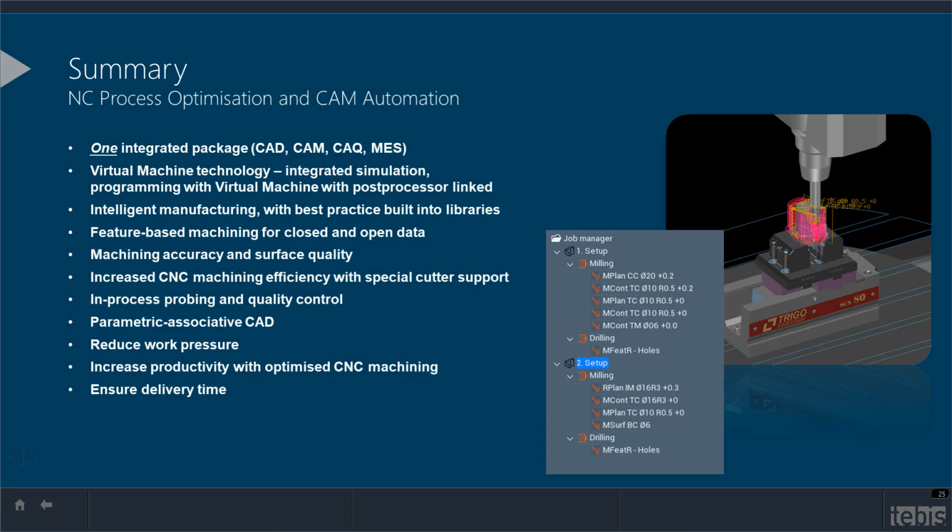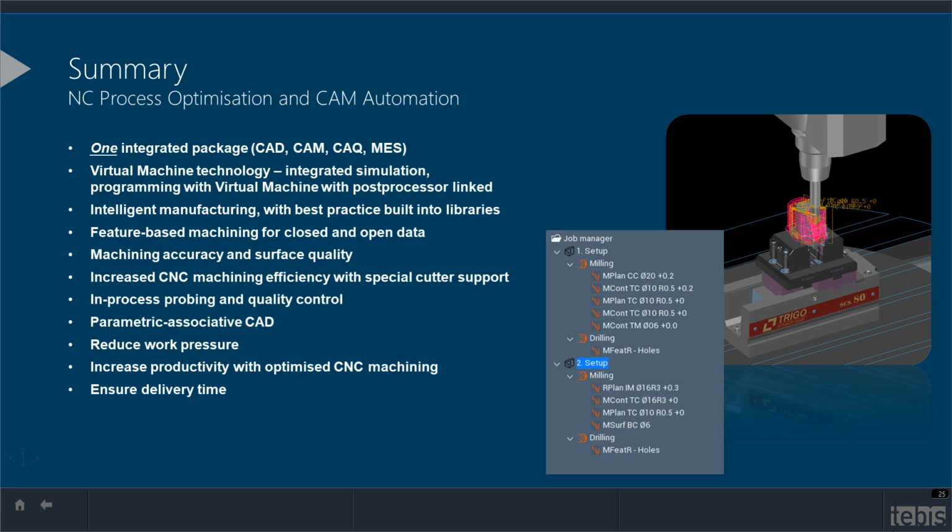So, in summary, from our demonstration on NC process optimization and CAM automation, Tebis, as we've mentioned before, is one integrated package for CAD, CAM, CAQ, and MES. Its virtual machine technology, integrated simulation with programming, virtual machine and post-processors are all linked, and can be used at 3 stages: our planning, our programming, and verification.